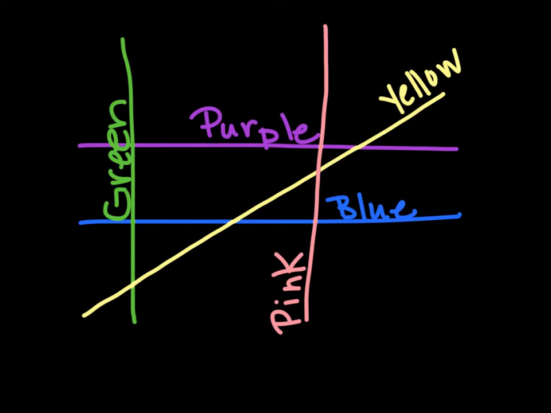Intersecting lines. Yellow and any of these. Yellow and green, yellow and pink, yellow and purple, yellow and blue. Those are all intersecting lines. Okay. All right, we're going to move on to angles now.